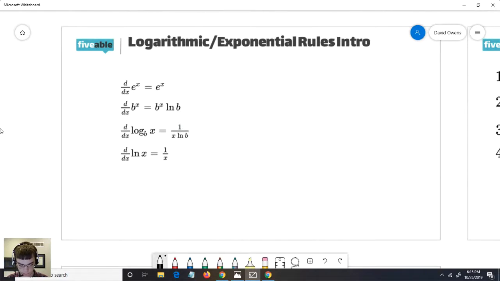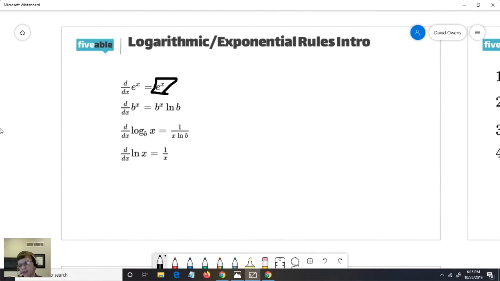These 4 primarily have to do with logarithms and exponential functions. So we'll begin with the easiest. The derivative of e to the x is e to the x. Not much to it.